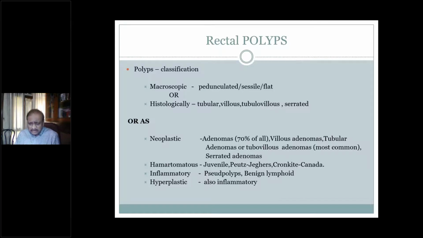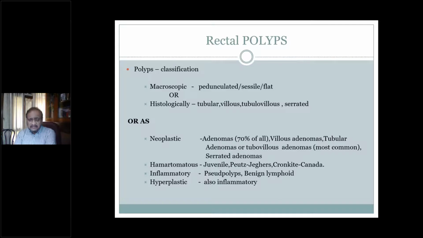One could be just a macroscopic classification where they're pedunculated, or sessile, or flat. So these could be the three macroscopic types. Or you can have histological types, for example, tubular, villous, or a combination of tubular and villous, which is tubulovillous, or you can have a serrated type of polyp. That's histological. Or you can classify them based on their propensity for malignancy, like neoplastic and the other varieties, that is hamartomatous, inflammatory, and hyperplastic.